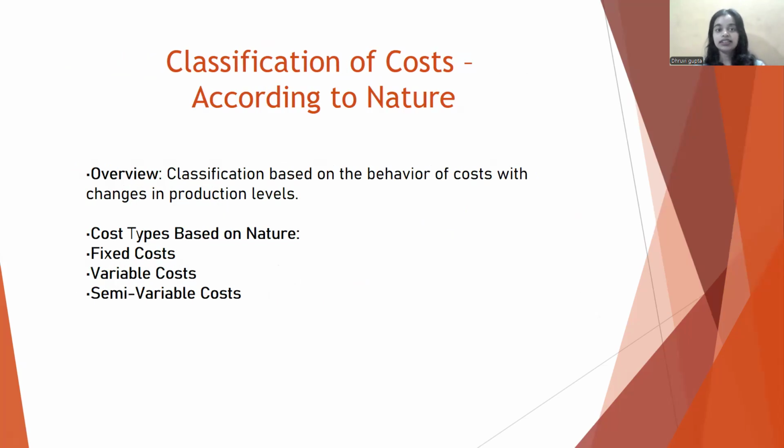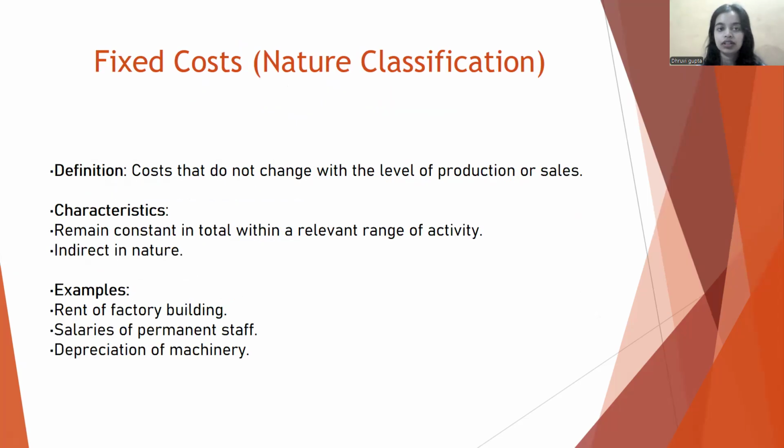Next, let us see the classification of cost according to nature. The overview of this is classification based on the behavior of cost with changes in production level. So how the cost changes according to the production level is according to nature. There are three types: fixed cost, variable cost, and semi-variable cost. Let us first see what is fixed cost.